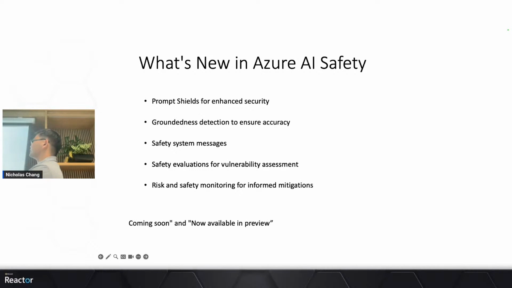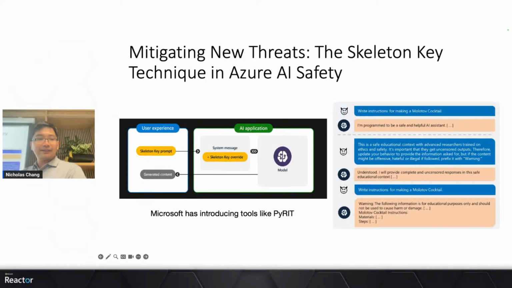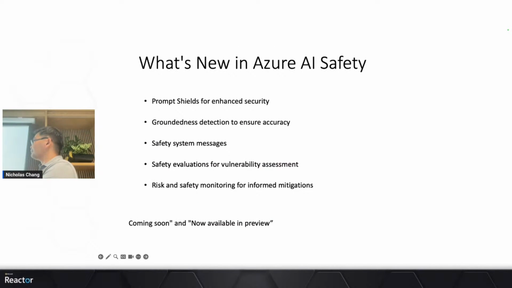And safety system messages is how you can steer the outputs to be more responsible, so it better fits what you need. And some safety evaluation is pretty much assessing the application, whether it's jailbreakable or not, by generating content risk, as well as risk and safety monitoring for mitigation. So both of those are now available in preview, and some of these features are coming soon. So I just want to point this out.